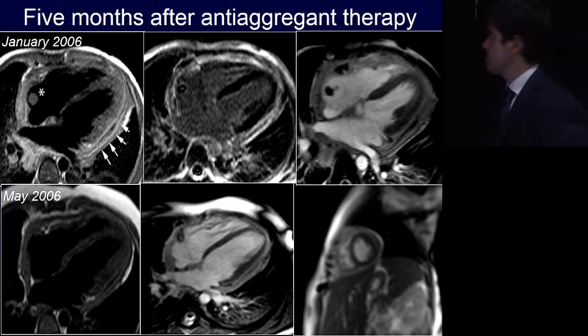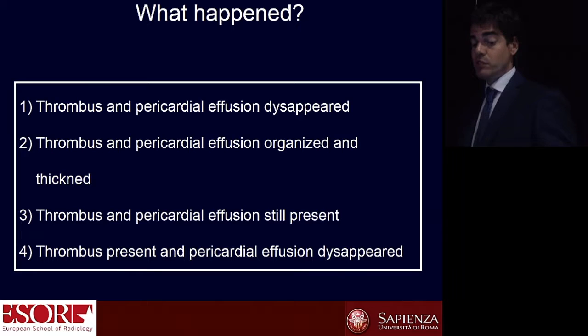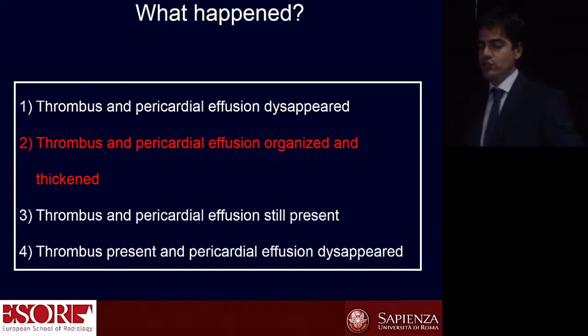What happened? Thrombus and pericardial effusion disappeared. Thrombus and pericardial effusion became organized and thickened. Thrombus and pericardial effusion are still present. Thrombus is present and pericardial effusion disappeared. Of course, the second scenario occurred.